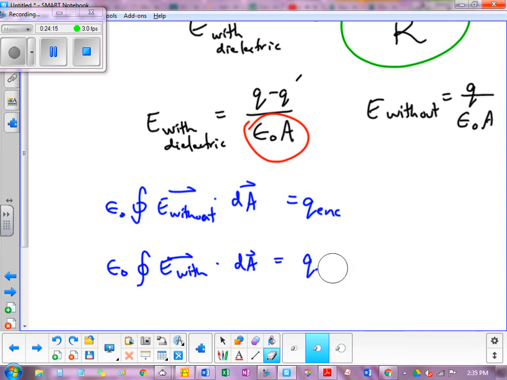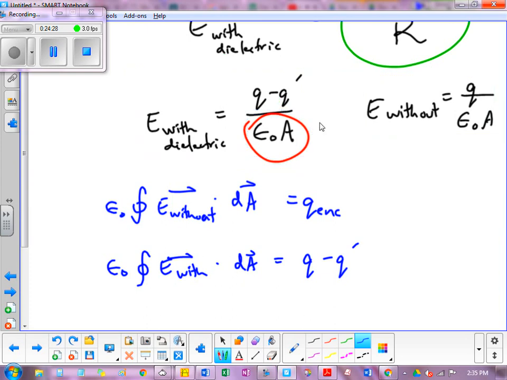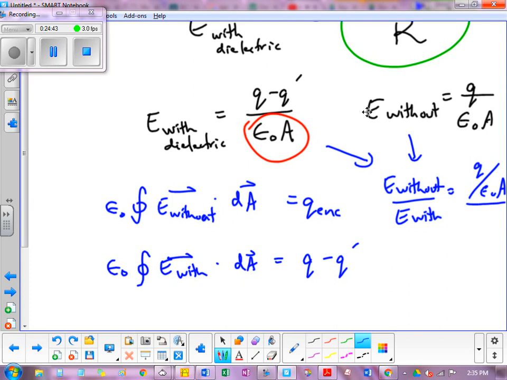The Q enclosed is now a Q minus Q prime. And if I take these two top equations up here and I just divide them, I learn that E without divided by E with is Q over epsilon naught A over Q minus Q prime over epsilon naught A. And then the denominators cancel out.